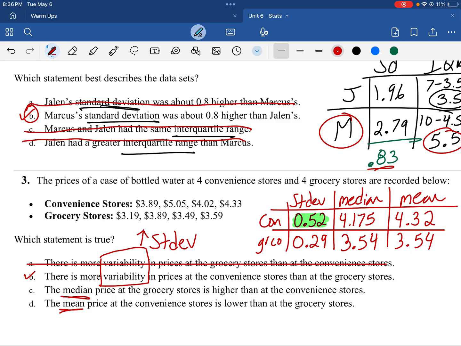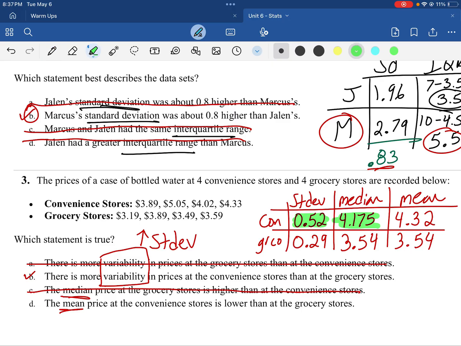C says the median price at the grocery store is higher than at the convenience store. Well, let's see who's higher. It looks like the grocery store is lower than the convenience store. So it says the median price at the grocery store is higher. That is not true. It's higher at the convenience store.